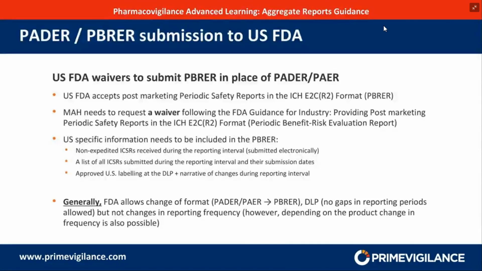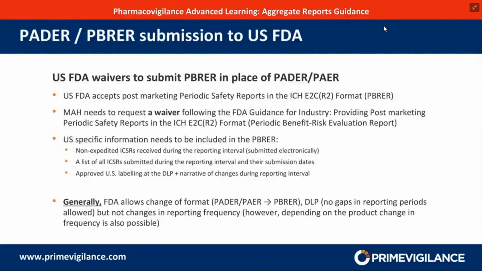So this process is referred to as PBR waiver, and the FDA issued a guidance on how to apply for this waiver. This is the guidance for industry called Providing Post-Marketing Safety Report in the ICH E2C format of Periodic Benefit Risk Evaluation Report. But even then, the US-specific information needs to still be included in the PBR.